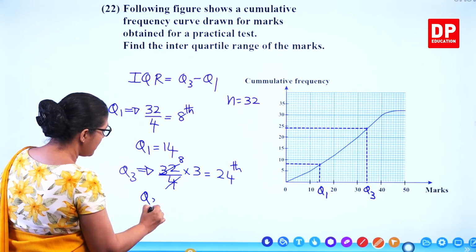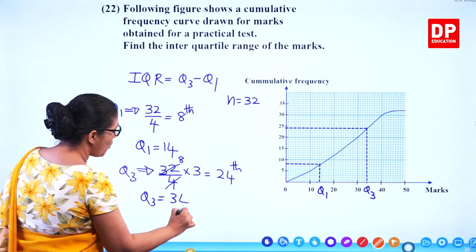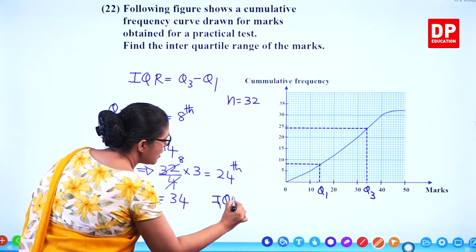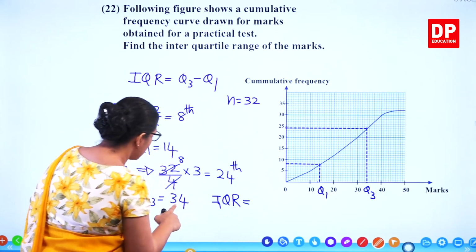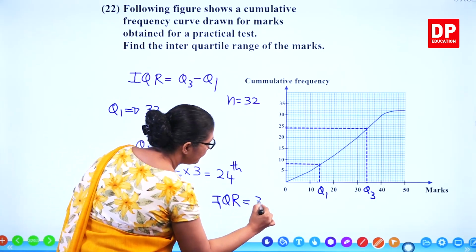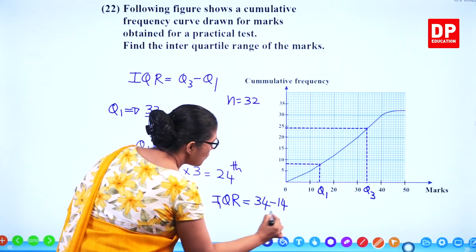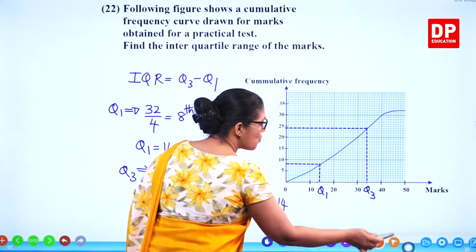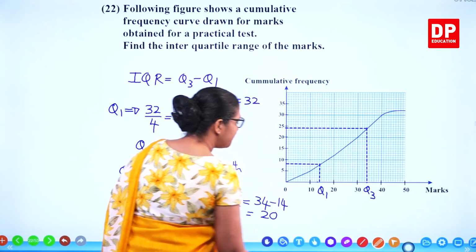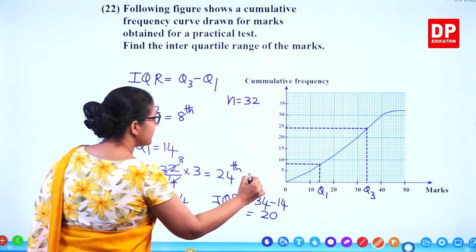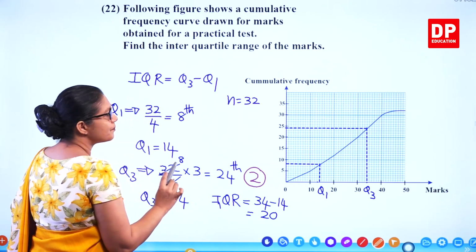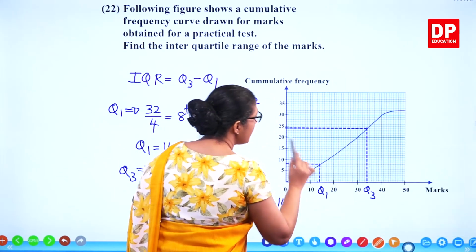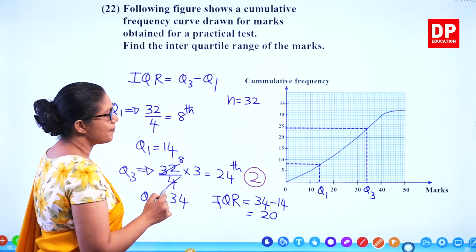So Q3 equals 34. So what is the interquartile range? Interquartile range is 34 minus 14. So you get 20. So interquartile range value is 20. So you get 2 marks for that. So show all the lines. You get the method mark there.